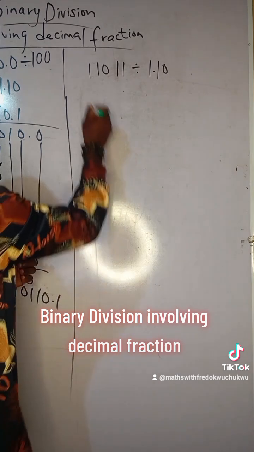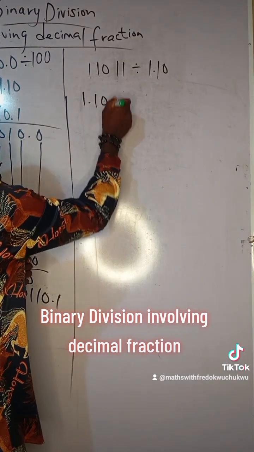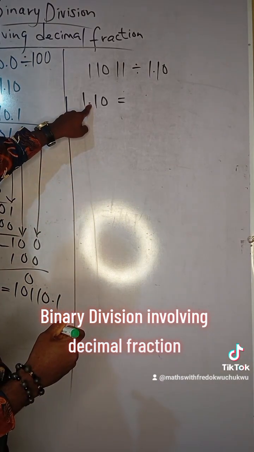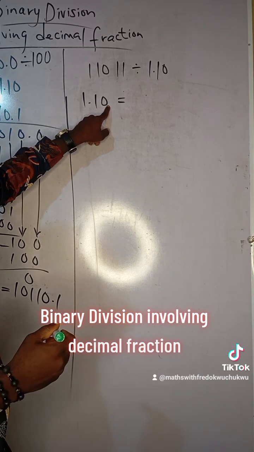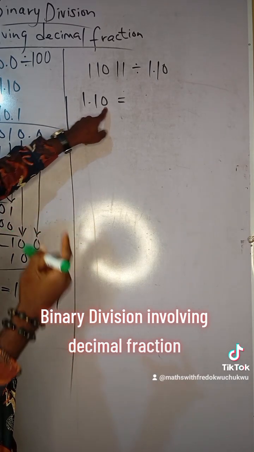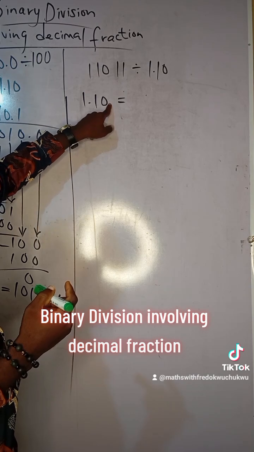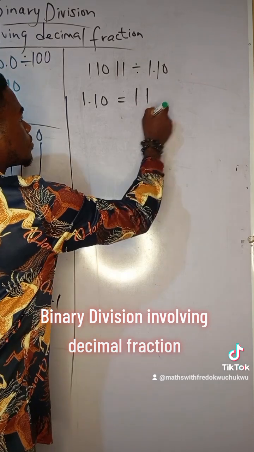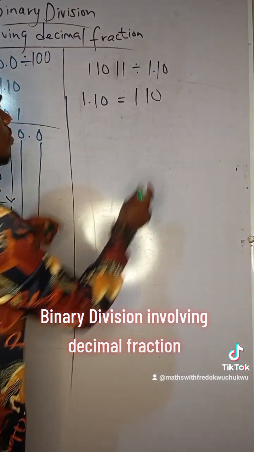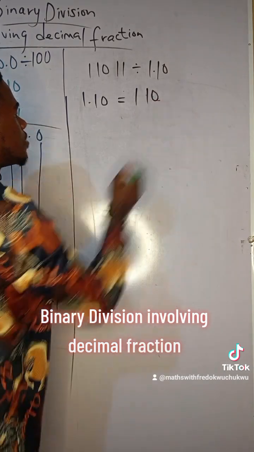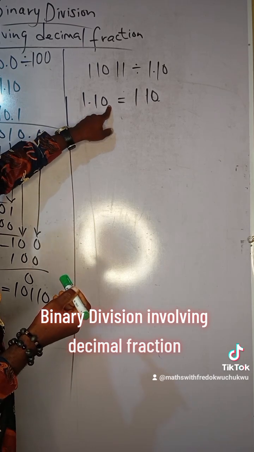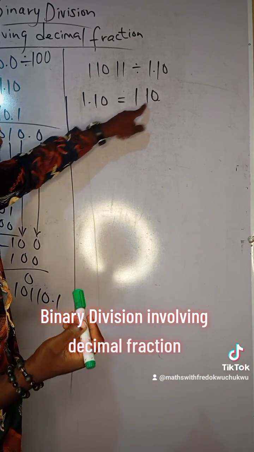I know that 1.10, to change it to a whole value, from the decimal I'll go two places, 1, 2, just like saying you multiply by 100, because 100 has two zeros. So two places means multiplying by 100. So I have what? 110. So that means that my 1.10 is now 110 because I moved two places, or I multiplied by 100.